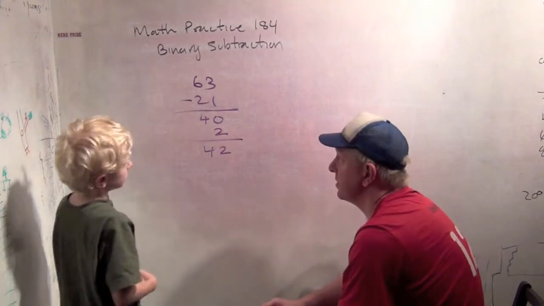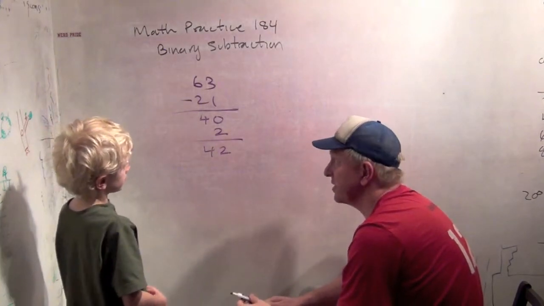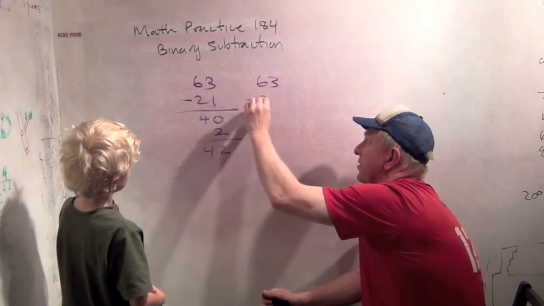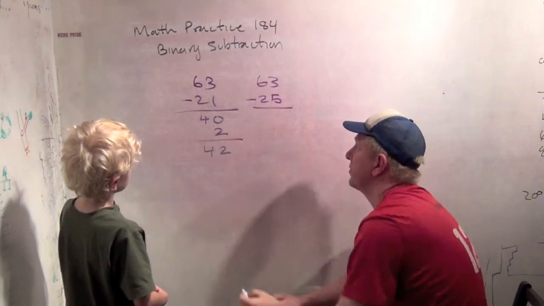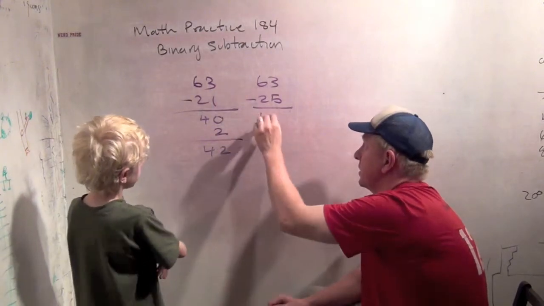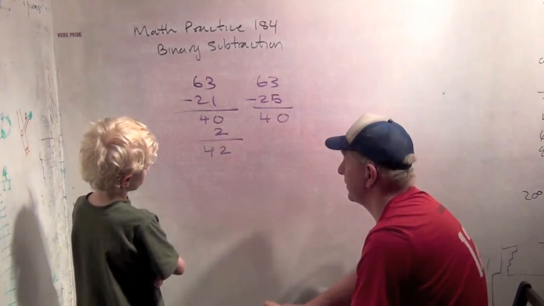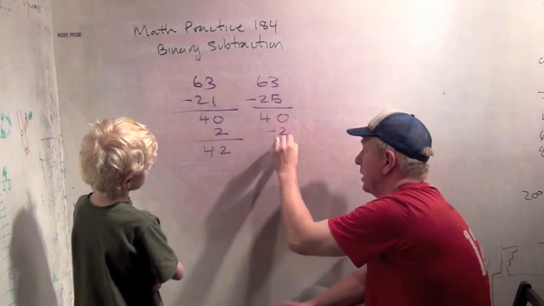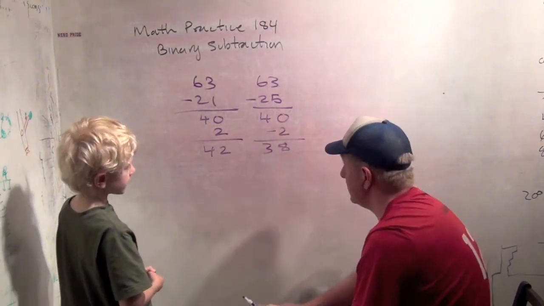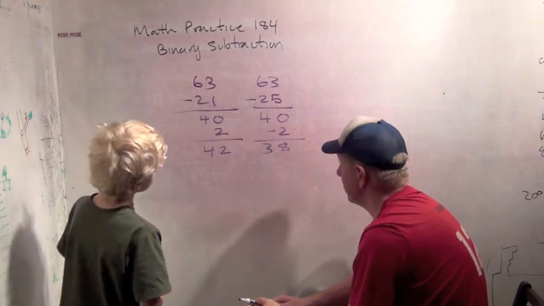Okay. But sometimes it's a little bit sneaky. Like, what if we actually had to do 63 minus 25? What would we do? Well, we do 60 minus 20, which is 40. Then we do 3 minus 5, which is minus 2. 40 minus 2 is 38. So that's all we do.